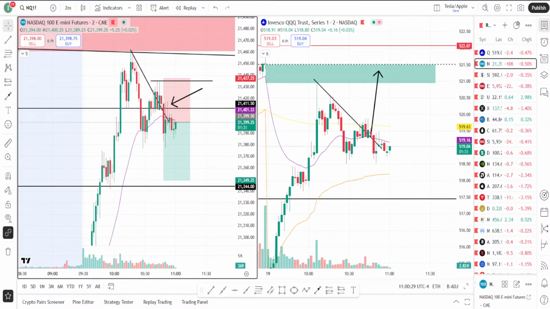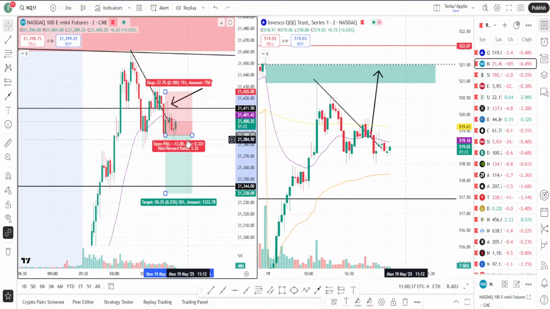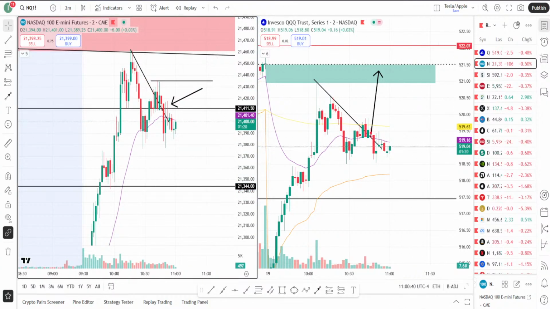Yeah, I got stopped out, break even. I'll jump back in if I see some more selling action here. I got stopped at break even, so I closed my trade. I might jump back in if I start to see the right signs.